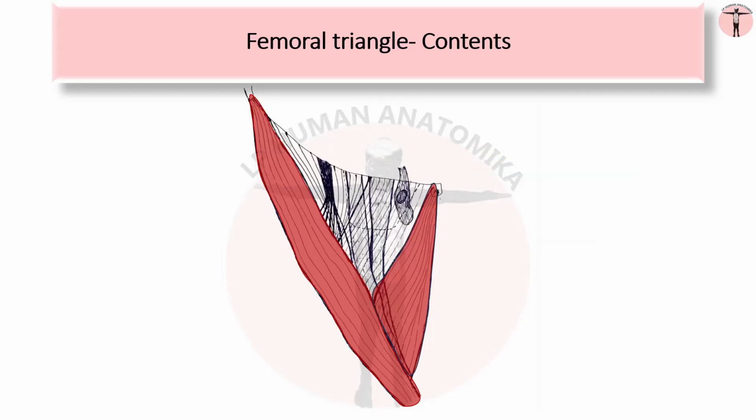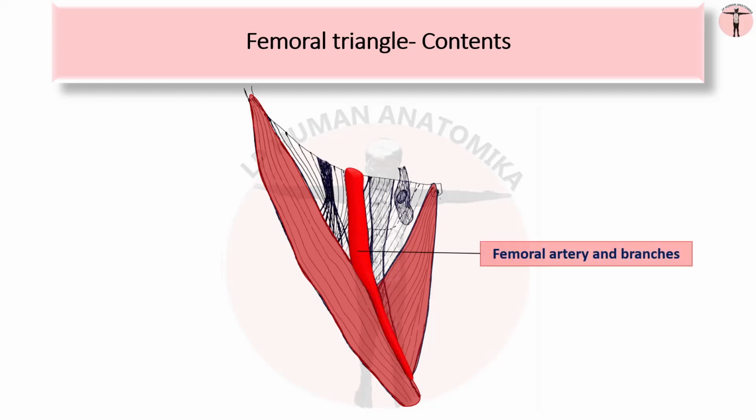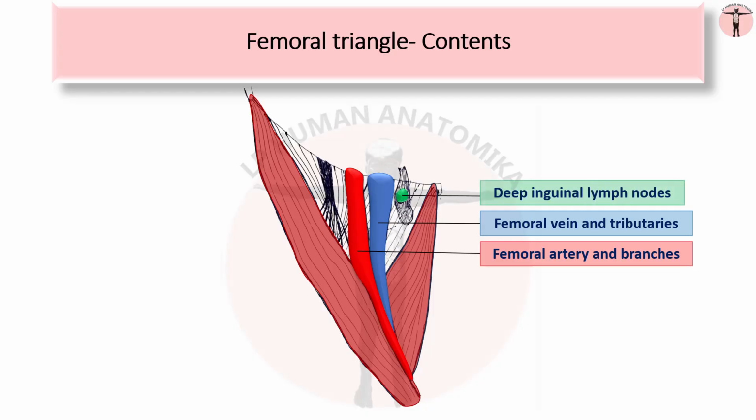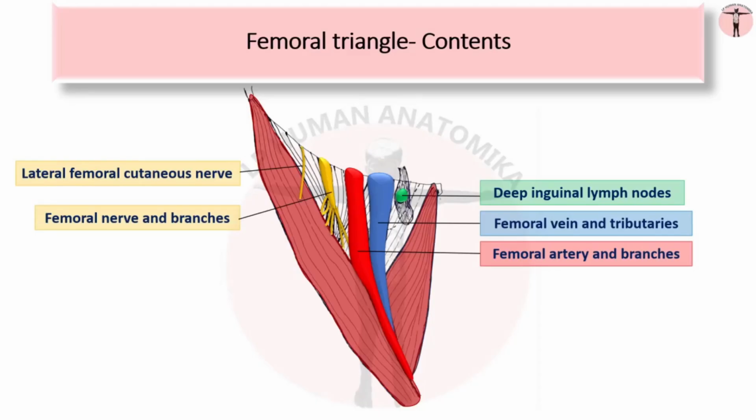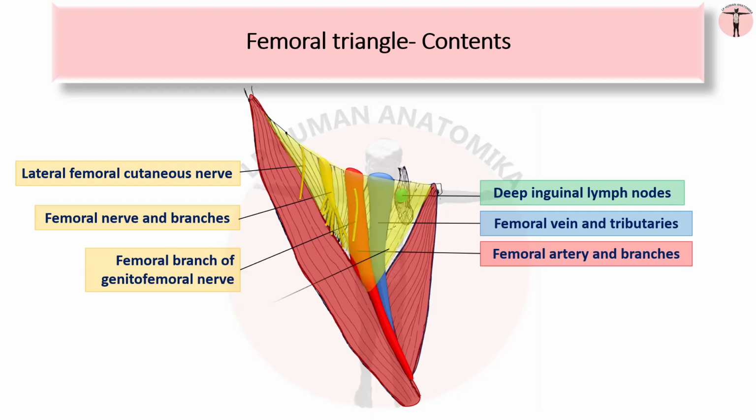The contents of the femoral triangle are femoral artery and its branches, femoral vein and its tributaries, both enveloped by femoral sheath in the proximal 3 to 4 centimeters. Deep inguinal lymph nodes, a part of the lateral femoral cutaneous nerve, femoral nerve and its branches. Femoral branch of the genitofemoral nerve and fibrofatty tissue.